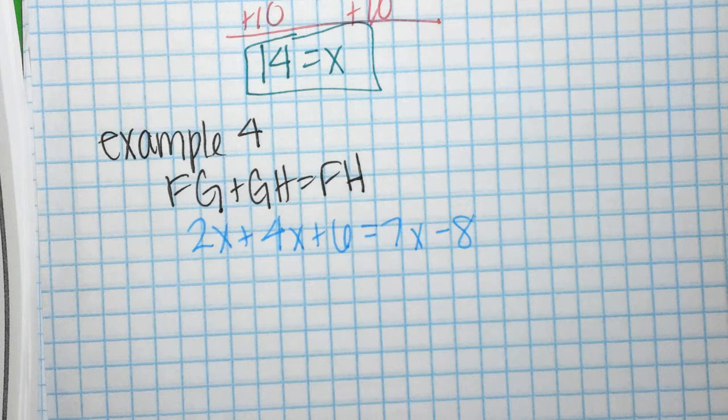You're supposed to subtract 4 on both sides. Subtract what? 4. We add 4. That's fine.